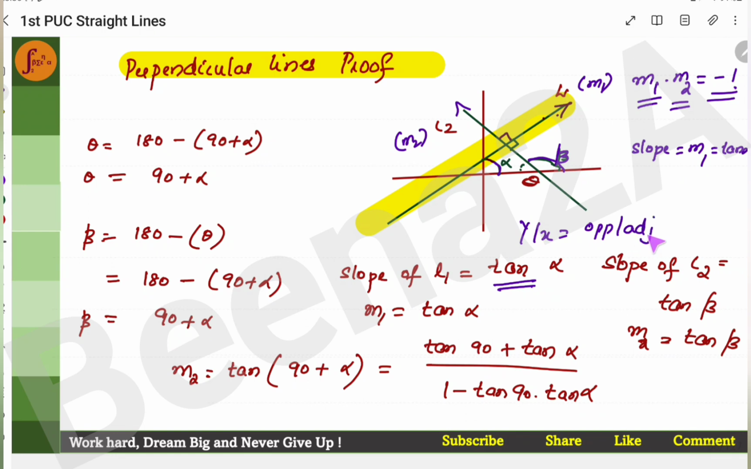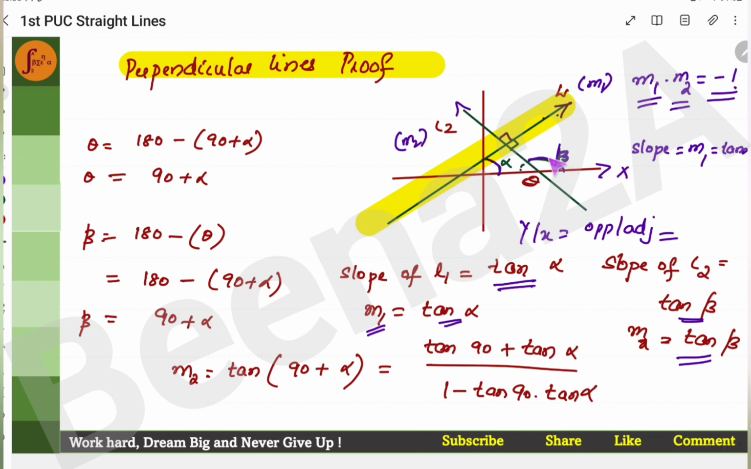That's the tan theta formula, right? So we'll put tan alpha. Now similarly, what is the slope of L2? It will be tan beta, because it's making an angle of beta with the x-axis. So we can write tan beta.